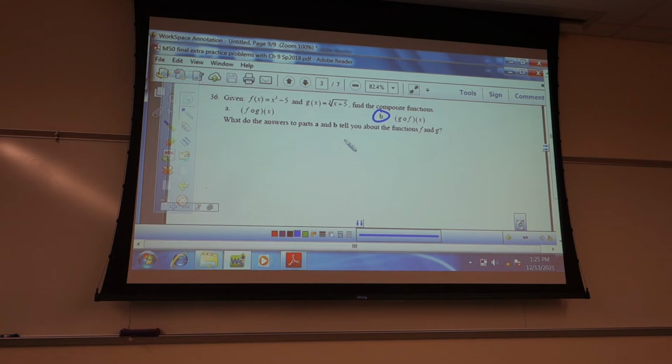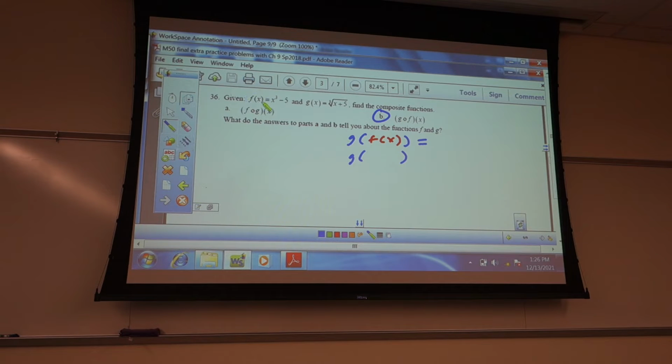So g of f of x. Is everyone good with at least rewriting it from here down to this spot here? Yeah. Okay, good. Now, what goes up? What's on the inside? F of x. What's f of x?